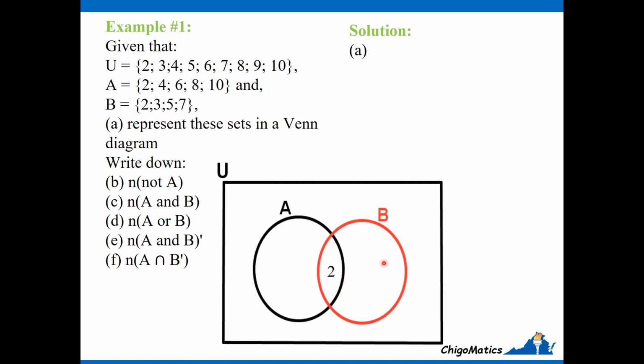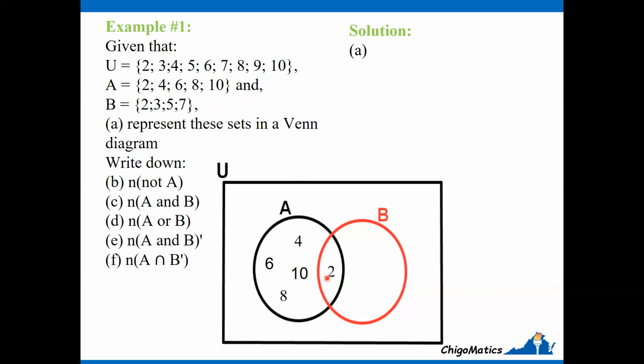There the 2 is. Then after that, we can go on to place the other elements for A, remembering that A is the black circle. So anything inside the black circle is in A. So the 2 is already there. Then we go on to 4, 6, 8, and 10. Then obviously you check, if you count how many elements A has, we have 5 of them. So you count 1, 2, 3, 4, 5. So we are done with A.